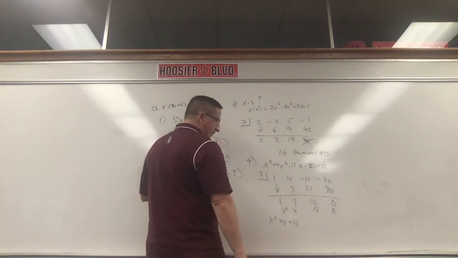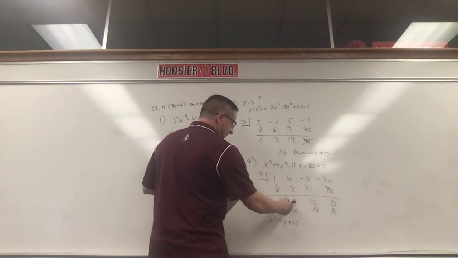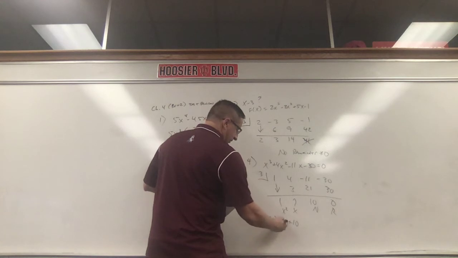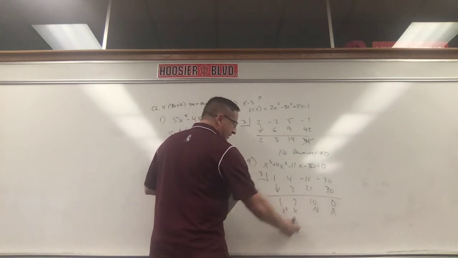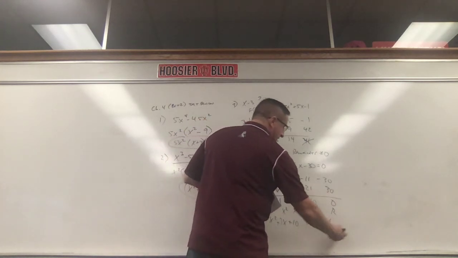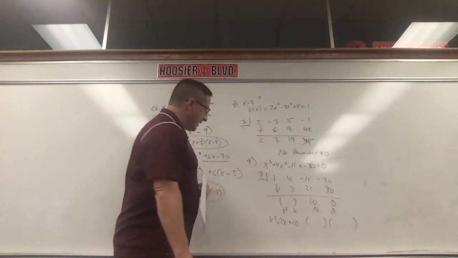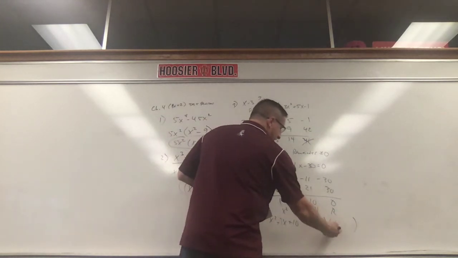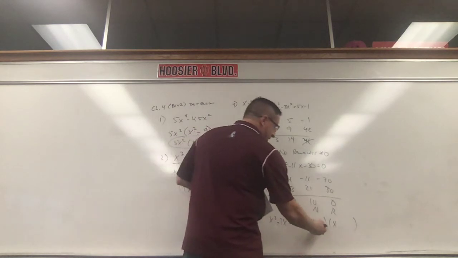We need to factor that further. Oops, geez, x squared plus 7x. Man, I'm off today. Okay, we need to factor this further. So we draw our 2 sets of parentheses. Okay, and x squared is x and x. There's no negatives anywhere, so plus plus.